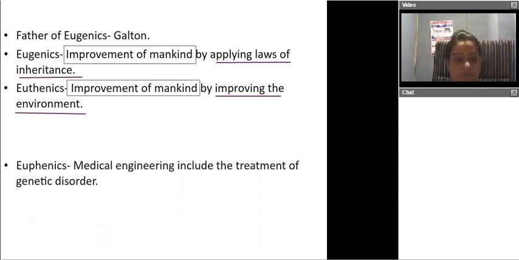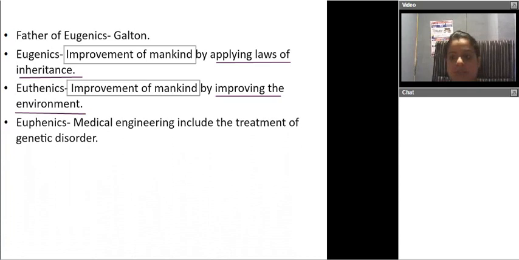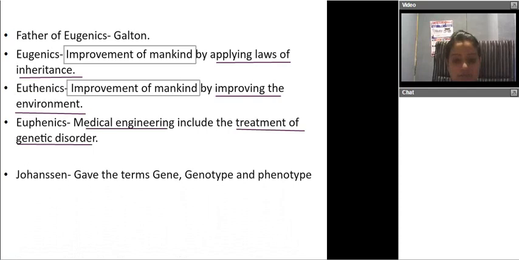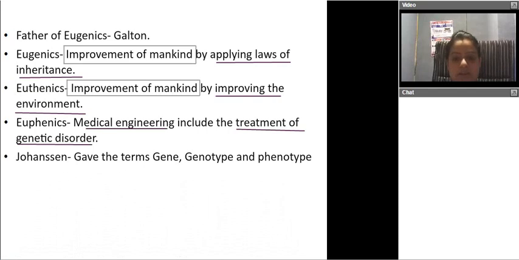Next is the term eugenics. Eugenics means a branch of medical engineering. This includes the treatment of genetic disorders. Johansson was a scientist who gave the terms gene, genotype, and phenotype.